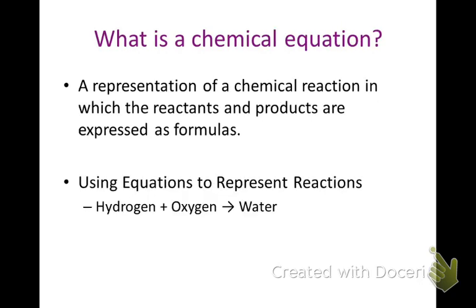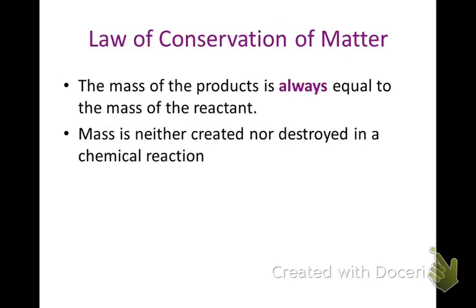What is a chemical equation? A chemical equation is a representation of a chemical reaction in which the reactants and products are expressed as formula, and we use equation to represent reaction. Last but not least, law of conservation of matter. The mass of the product is always equal to the mass of the reactant. Mass is neither created nor destroyed in a chemical reaction.